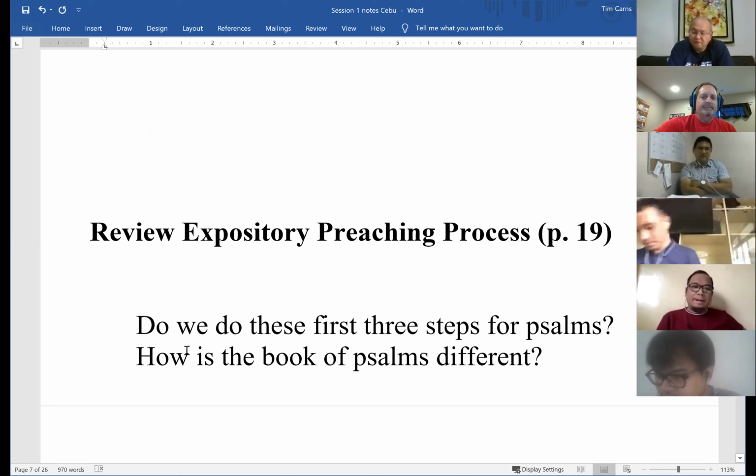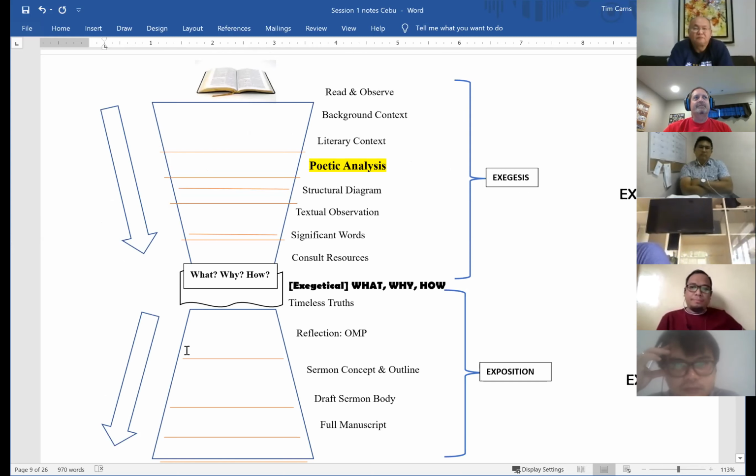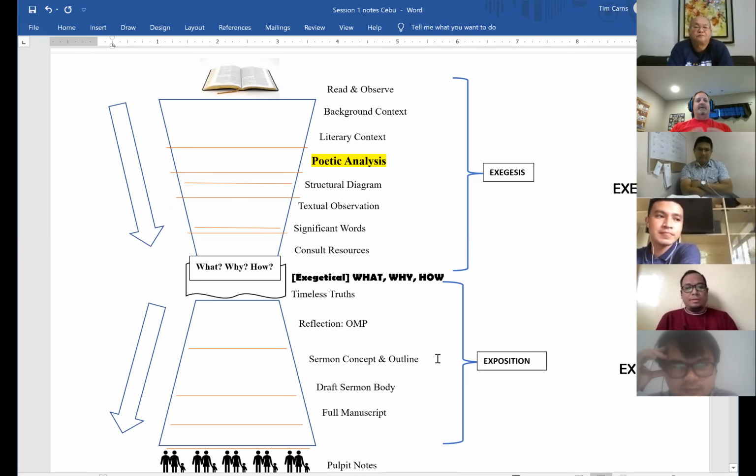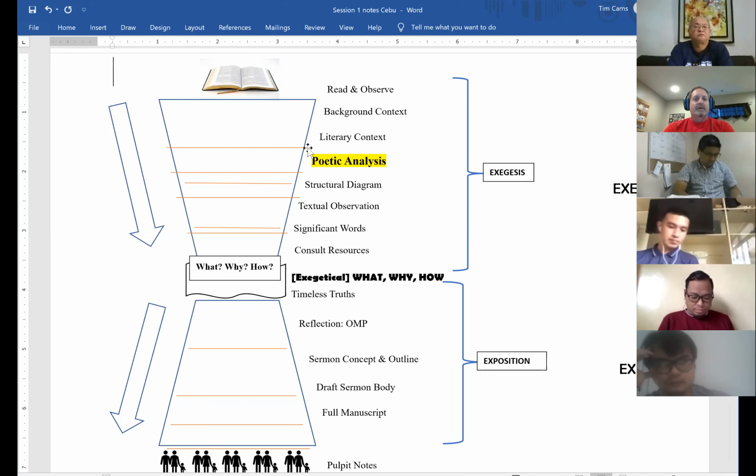Now, let me go to this. This should look sort of familiar to you guys. Does it look a little bit familiar, this figure here? Let me expand it a little bit, if I can. This is a picture which sort of represents the entire process from exegesis to exposition, from text to sermon, all right? And the upper portion here, this top half of the figure, the funnel shape, is the exegetical portion, the study, the specific steps of study that are involved in studying a passage. And here, these steps are going to be essentially the same for any type of genre, except this middle step, poetic analysis.